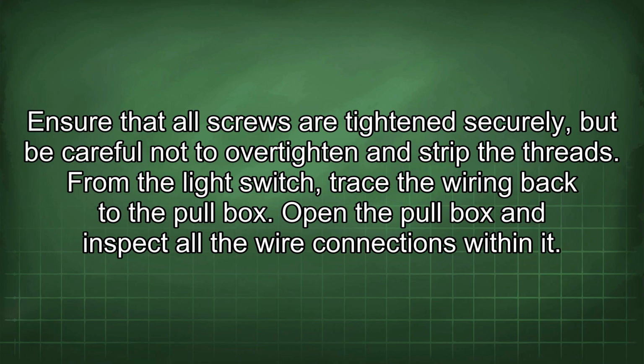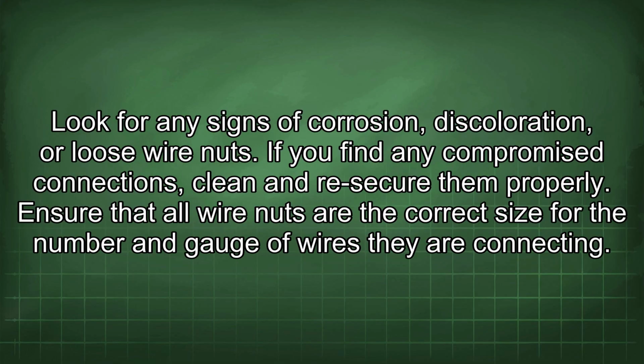From the light switch, trace the wiring back to the pull box. Open the pull box and inspect all the wire connections within it. Look for any signs of corrosion, discoloration, or loose wire nuts. If you find any compromised connections, clean and resecure them properly. Ensure that all wire nuts are the correct size for the number and gauge of wires they are connecting.